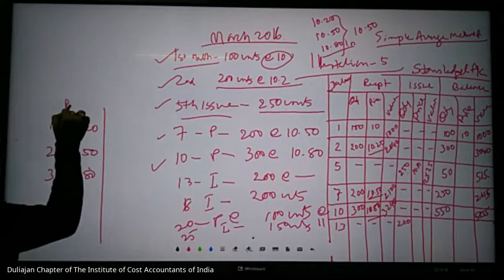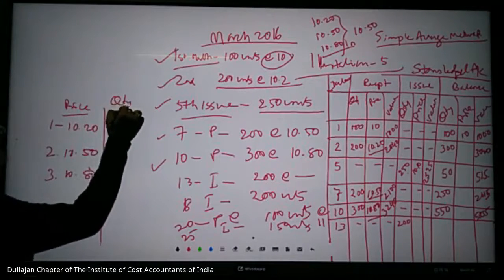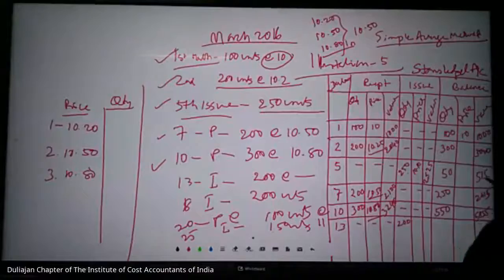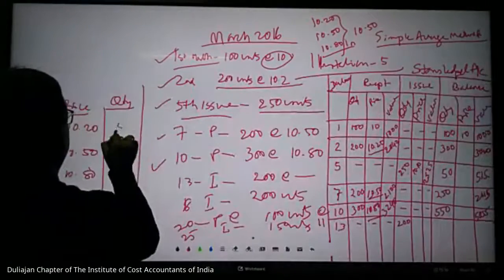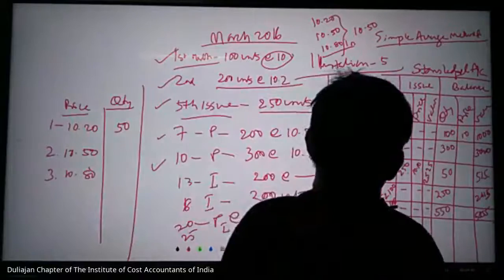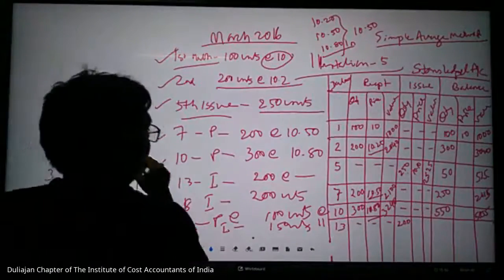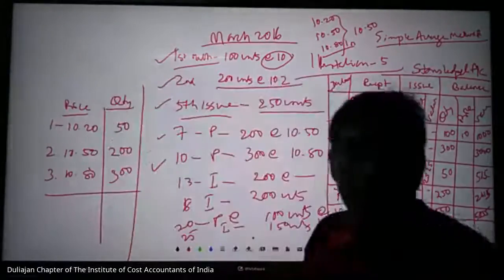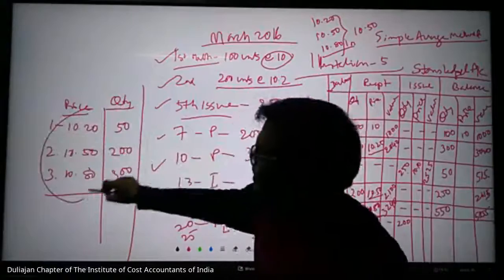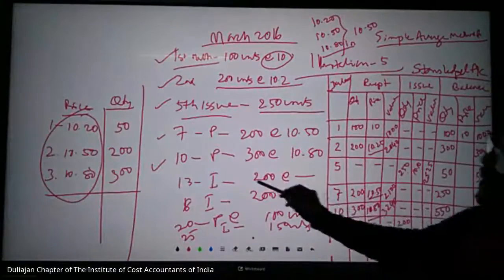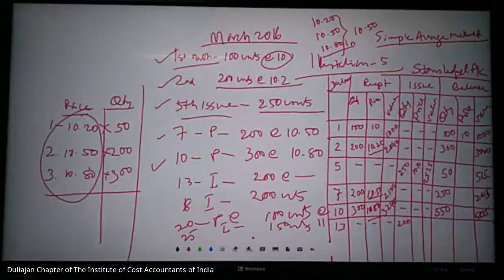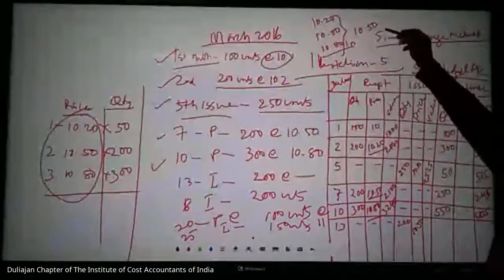This is only price. If it would have been the weighted average, you would have taken the quantity: 10 rupee 20, 50 quantity; 10 rupee 50, 200; and 10 rupee 80, 300. Since it is simple average, I am taking only these 3 prices. If it would have been weighted average, I would have taken this into this, and this into this. So this is how I got an issue price of 10 rupees 50 paisa. This is how I derived it.